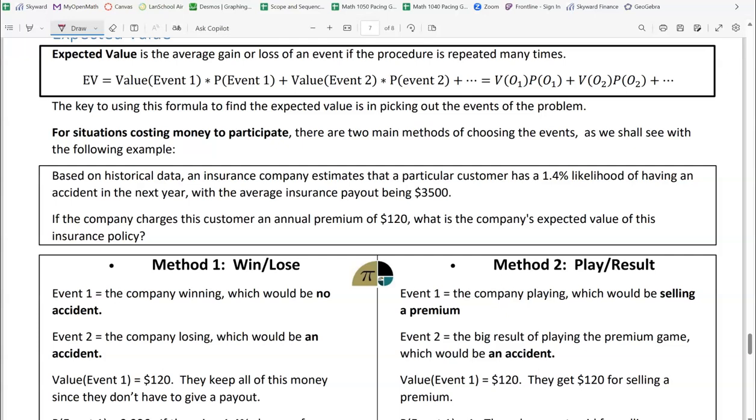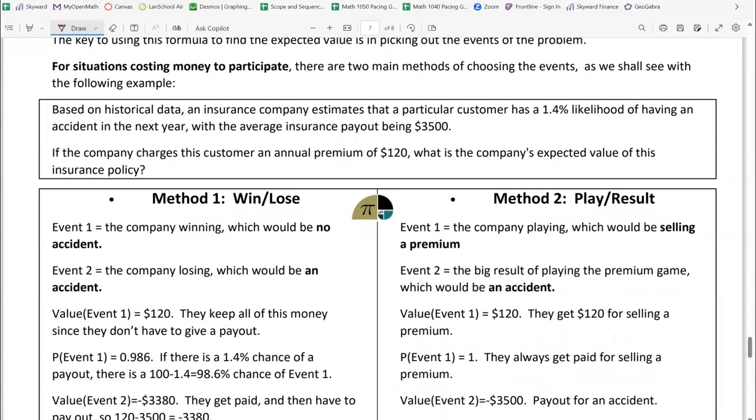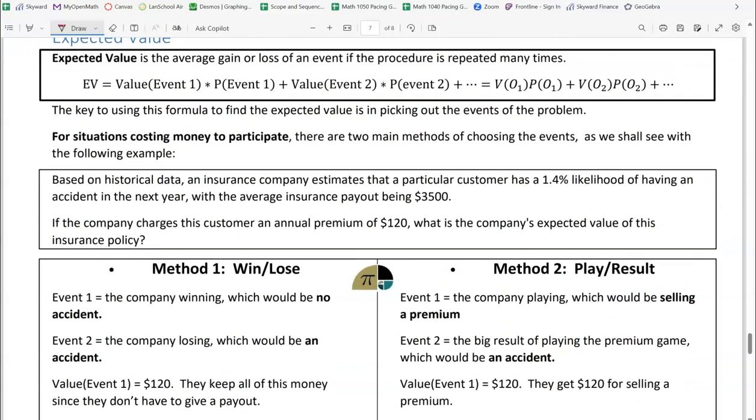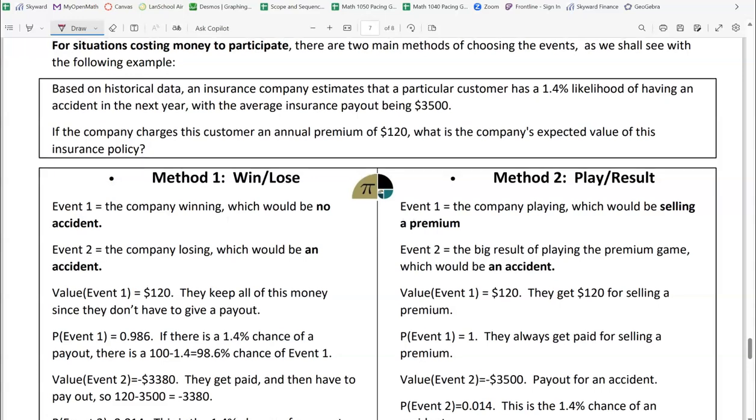Okay, last thing we need to talk about is expected value. So expected value is basically the average gain or loss for something happening. A lot of times we do it with money, like if you're going to bet at a casino, you'd find the average amount of money you're going to make or lose per bet. So a common problem you'll see, and here's the formula, but we'll talk about how to do it down here.